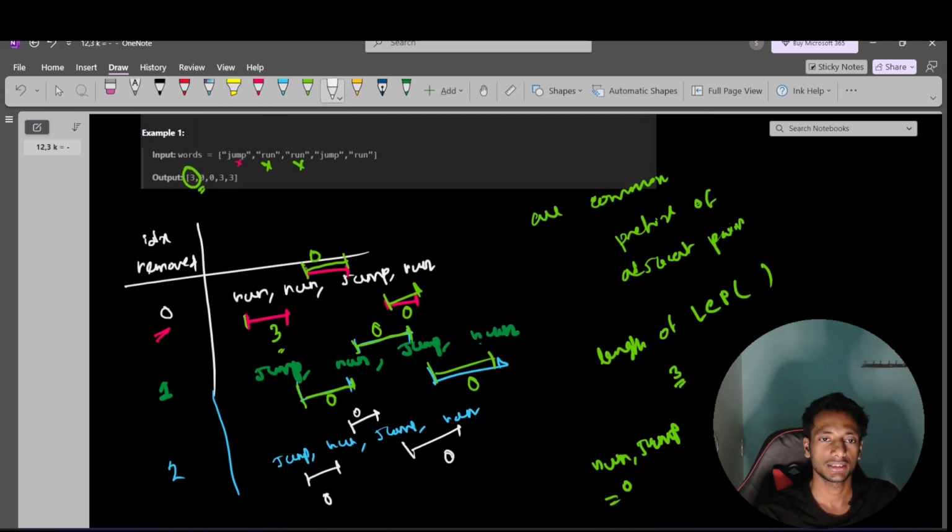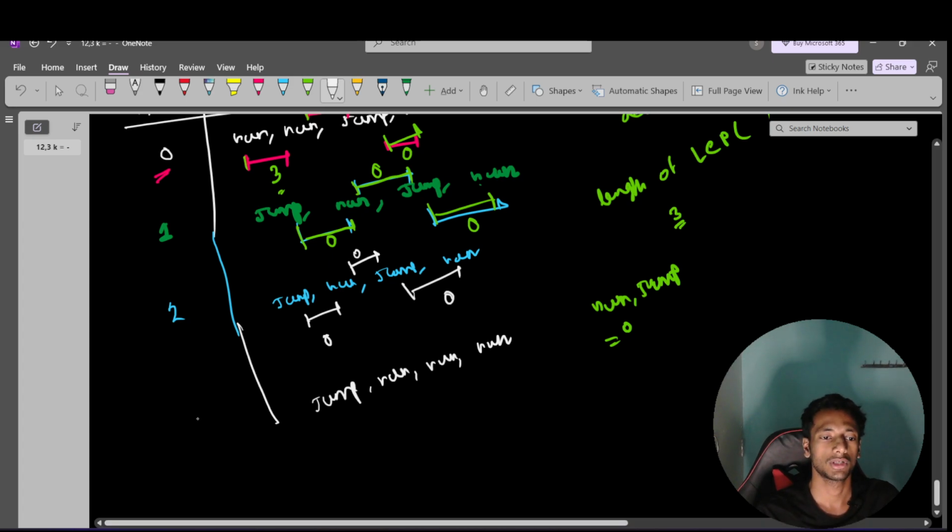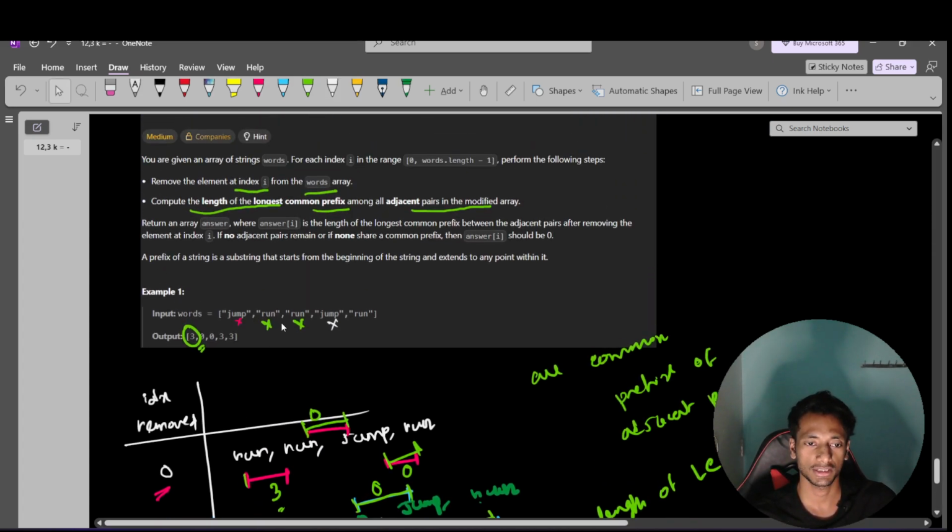Now for the next index, first of all, remove this string jump. I have removed the one present at index 3, counting 0, 1, 2, 3. So the modified string array will look like jump, run, run, and run.